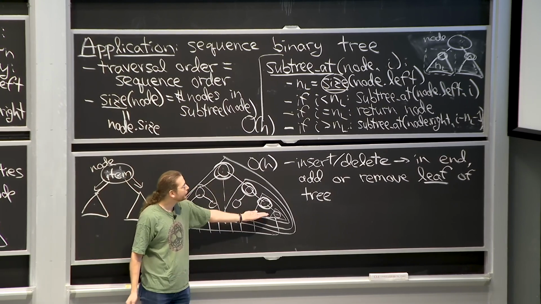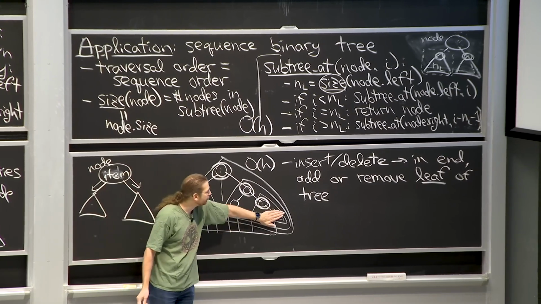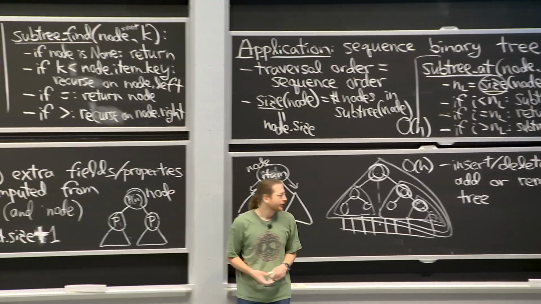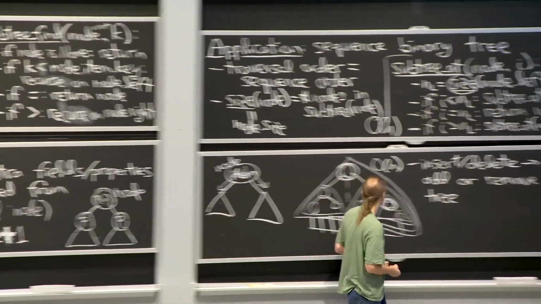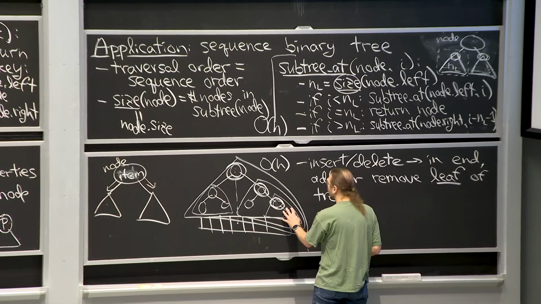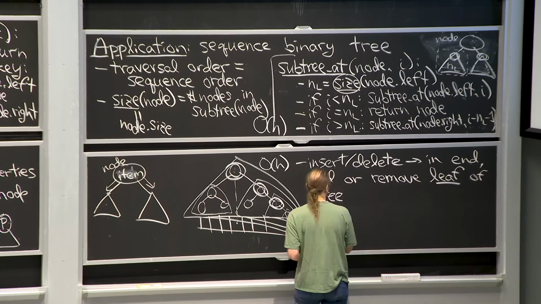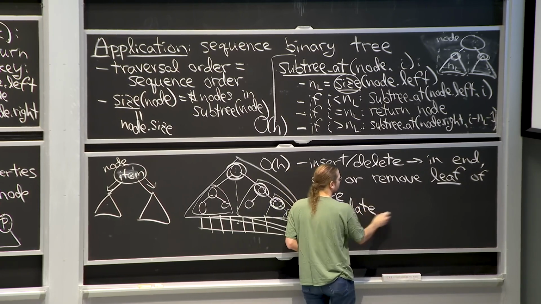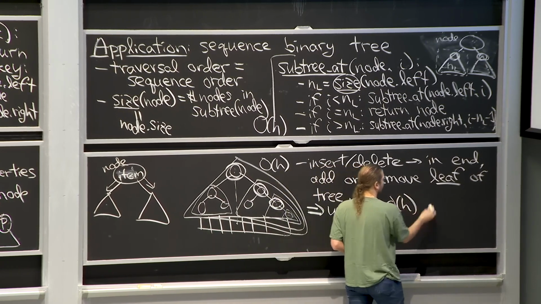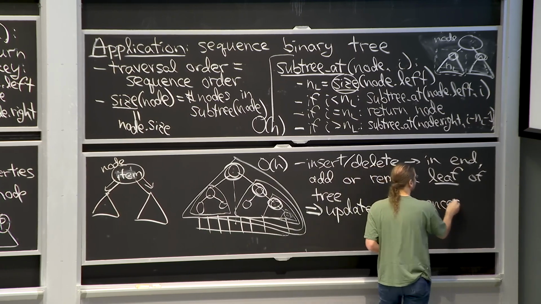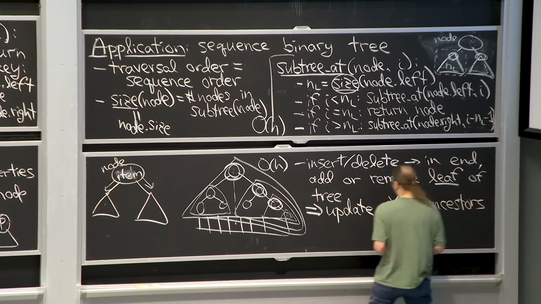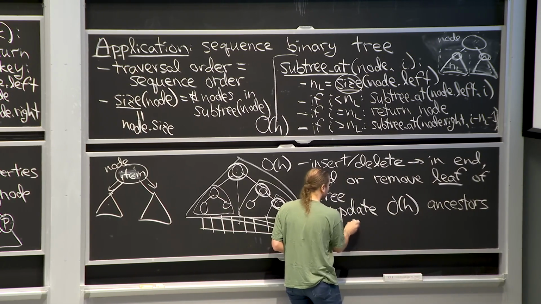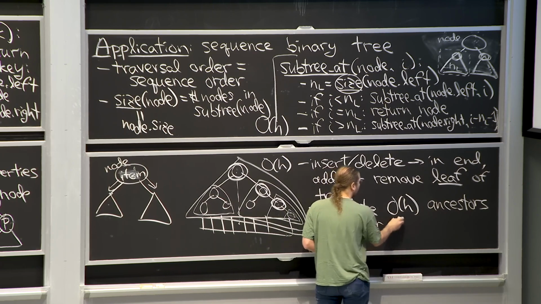Also, when I remove a leaf, it's the same thing. If I remove this leaf, then the subtrees that change are exactly its former ancestors. Cool. So we're going to update those order H ancestors, in order up the tree.